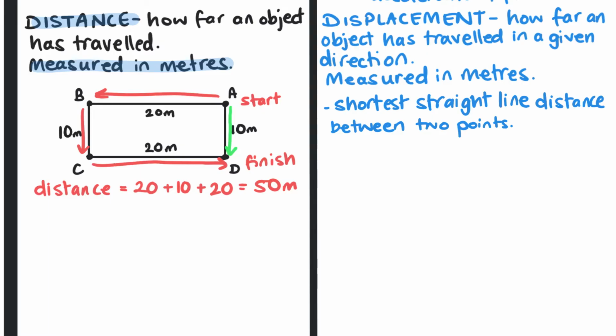So because of that, we can see that the displacement is not equal to 50 metres, it's actually only equal to 10 metres. And because displacement has a direction associated with it, in this case we could say 10 metres south. So displacement, just like distance, is also measured in metres. The only difference being that it's a distance in a specific direction.